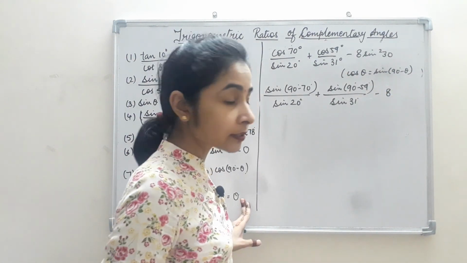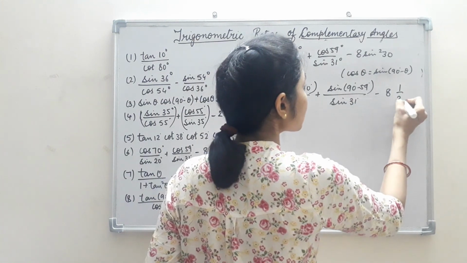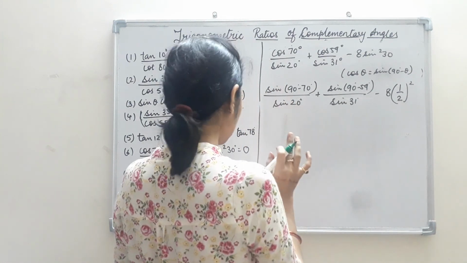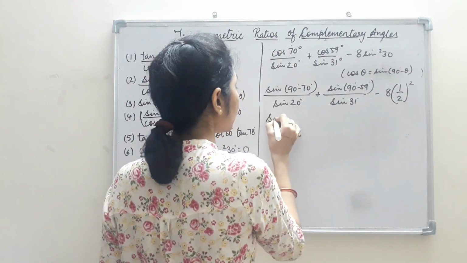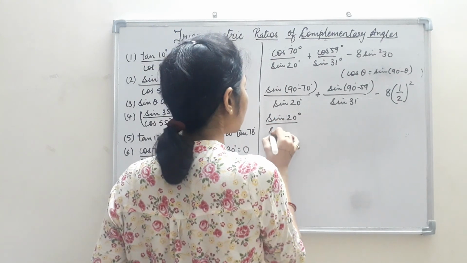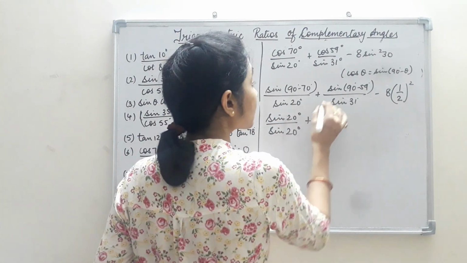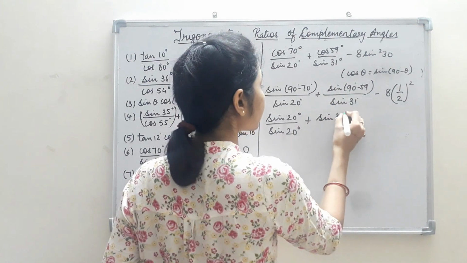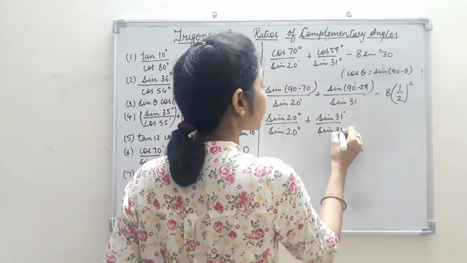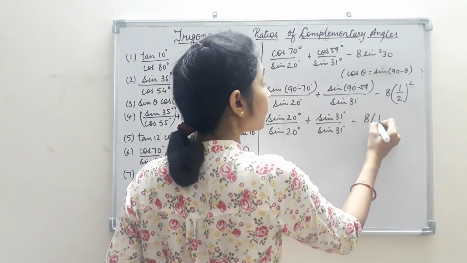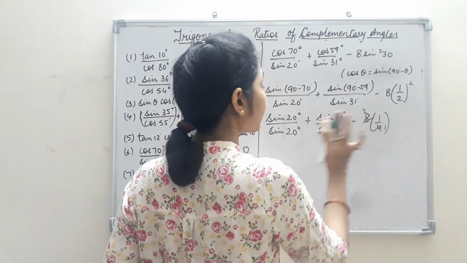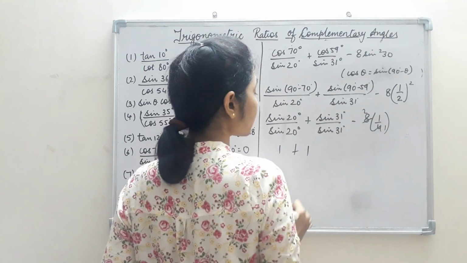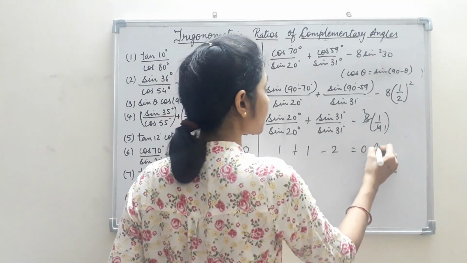What is the value of sine 30 degree? 1 by 2. So I will just do the square of that. In the next step we will simplify it. Now sine 90 minus 70 degree is equal to sine 20 degree, so sine 20 degree upon sine 20 degree, plus sine 90 minus 59 gives me 31, so sine 31 degree upon sine 31 degree, minus 8 into 1 upon 4, which gives me 2 here. Now sine 20 upon sine 20 gives me 1, sine 31 upon sine 31 gives me 1, and minus 2, and that gives me 0 as my answer.